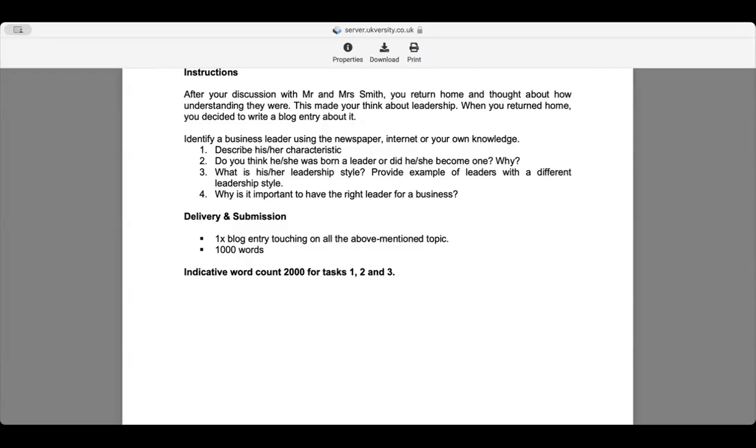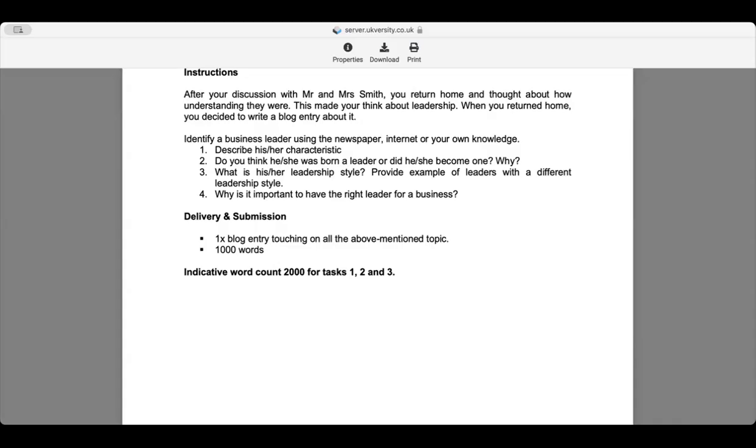Right. So in this task, you need to write an introduction to introduce the topic of leadership in business, explain why strong leadership is important for business success, and mention the leader you have chosen to write about.